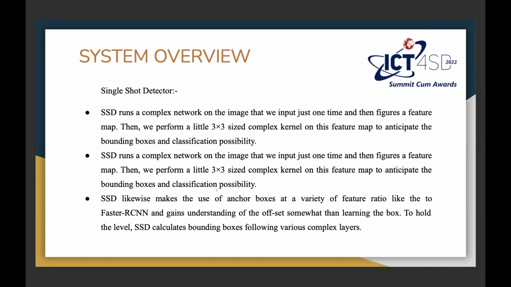And for the single shot detector, SSD runs with a convolutional network. So it computes a feature map, and then we apply small 3x3 convolutional kernels on the feature map to predict the bounding boxes and classification probability. Then SSD likewise makes use of anchor boxes and a variety of aspect ratios like Faster R-CNN, and learns the offset, rather than learning the box. And to handle the scale, SSD calculates the bounding boxes from the various convolutional layers.